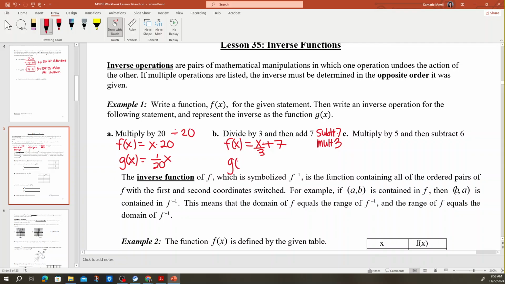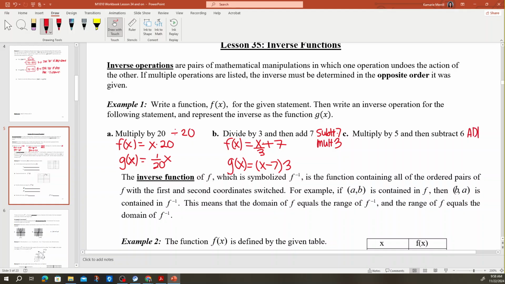So g of x would be us subtracting 7. I would be taking my x and subtracting 7, and then I would have multiplied by 3. So it's in the reverse order of that. We're actually going to get to inverses a little bit better in just a second. Multiplying by 5, then subtracting 6. If we do stuff in the reverse order, it's actually what? Subtract 6 and multiply by 5.